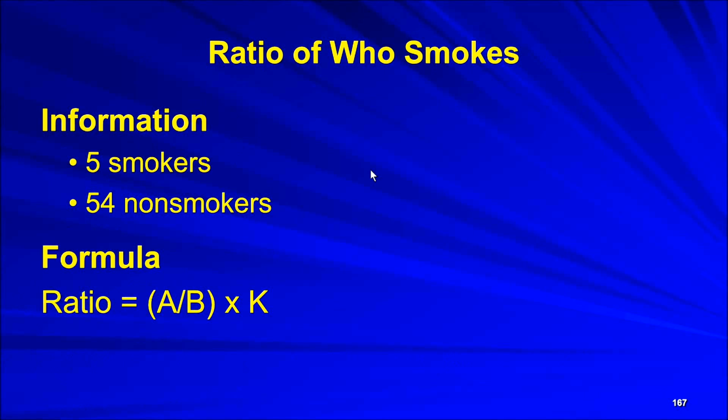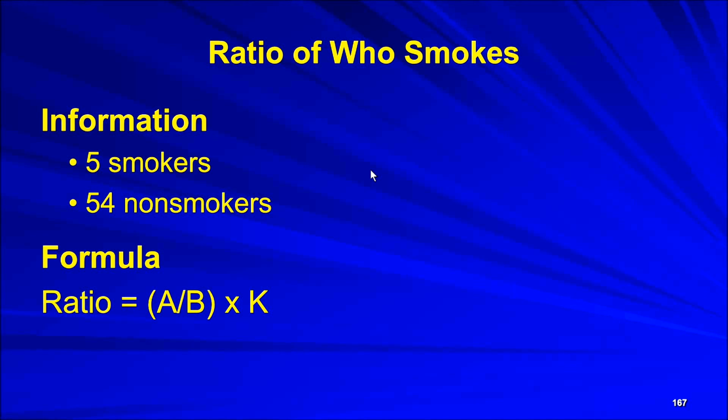Okay, a ratio of who smoke. Now, one thing we know about a ratio right off is that by definition, the numerator and the denominator are different and distinct. Okay, so you can't be a smoker and a non-smoker. You're one or the other. You're a smoker or a non-smoker. And notice the difference in the formula. We switch from x and y to a and b times k to the nth power.